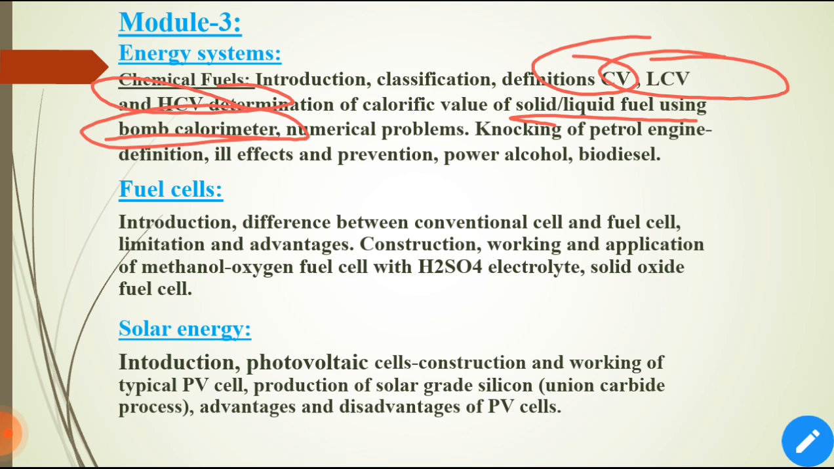Next, based on this bomb calorimeter, we have to solve numerical problems also. Next, knocking in petrol engines. We have to study what effects cause the knocking of a petrol engine and how to prevent the knocking of the petrol engine.